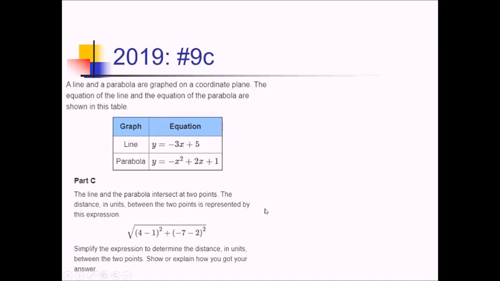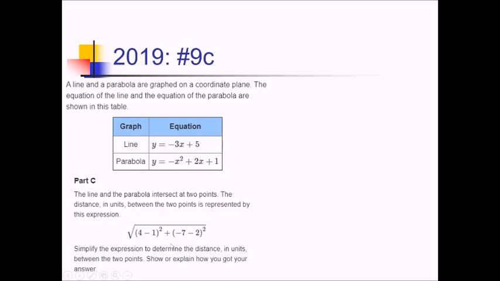For this part of the problem, they're telling us the line and parabola intersect at 2 points. They're not actually asking what they are, but they are telling us the distance is represented by this expression, and they want us to simplify this to get the distance in units between the 2 points. So all we have to do is just use PEMDAS and simplify this thing. Let's go one step at a time.